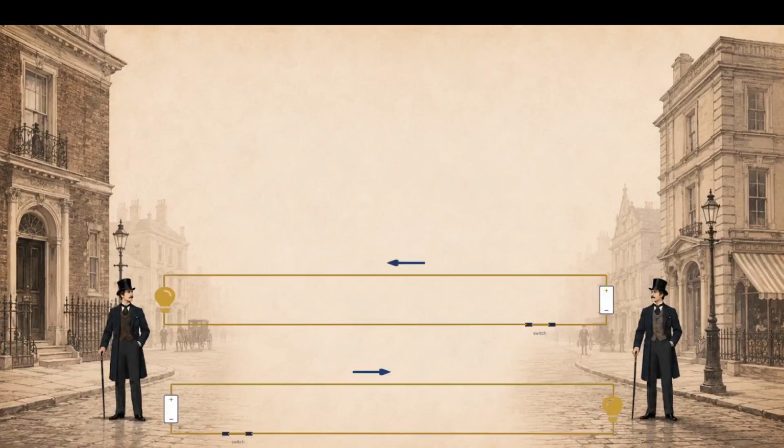Now we can run a device to the other person as well, and we get a half-duplex connection. In other words, if Tom is sending a message, Harry listens and can't send at the same time. And the same is true the other way around. Only one person sends at a time, like a walkie-talkie.